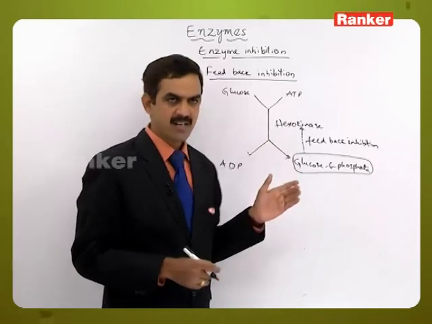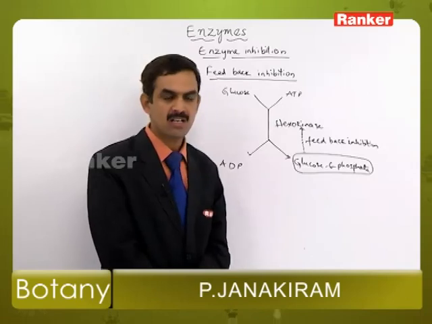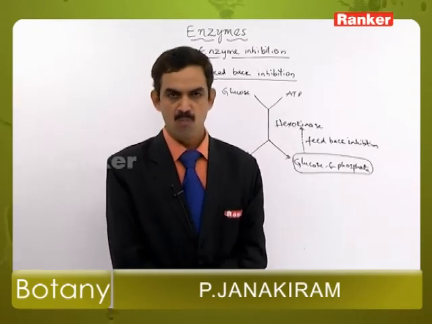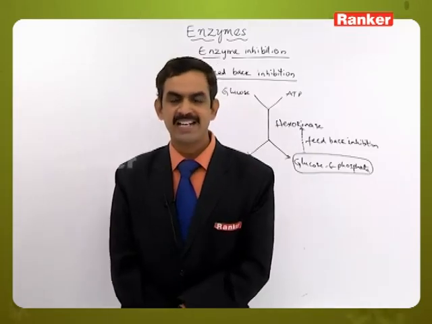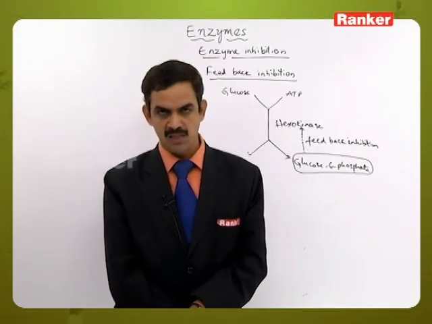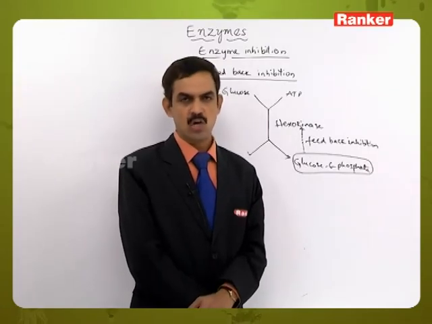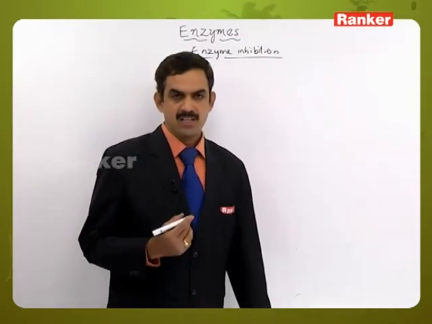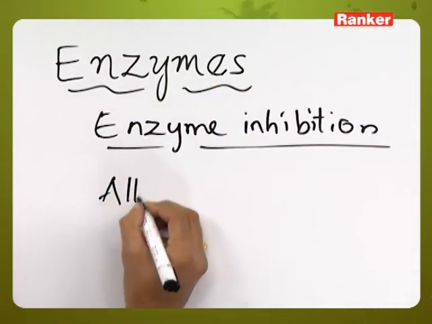That means the hexokinase will become inactivated. Once it is inactivated, it cannot participate in the further reactions where the glucose has to be converted into glucose 6-phosphate molecule. So likewise, the accumulation of excess products will inhibit the enzyme activity, and these are otherwise called allosteric modulators also. There are some other types of inhibitors, called allosteric inhibitors.